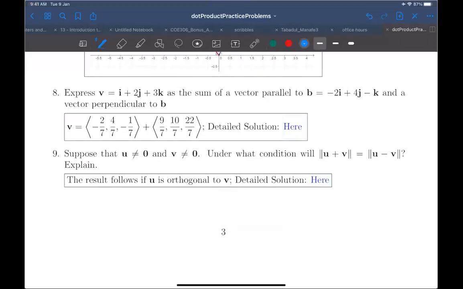Let's try to solve problem number 9 here. Okay. So we are given that U and V are non-zero vectors. We would like to know under what condition the magnitude of the vector addition, the magnitude of U plus V, equals the magnitude of U minus V. Okay, so let's see.